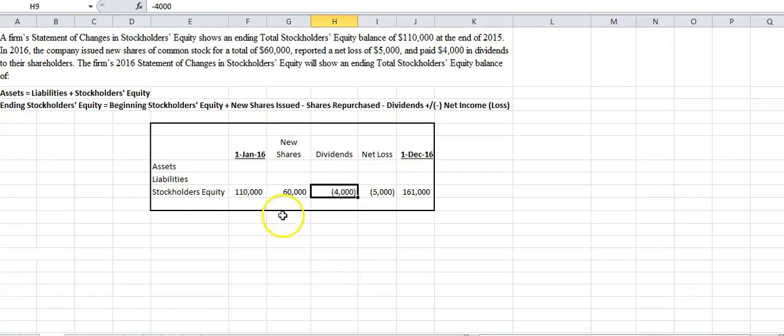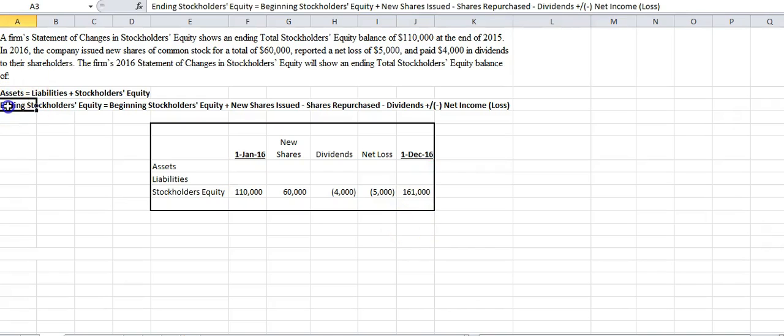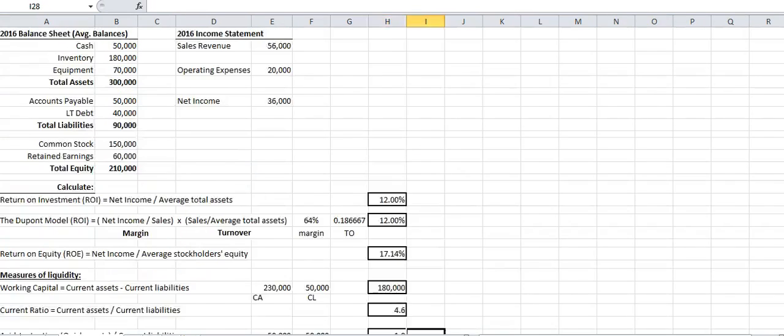Okay. So it's asking, what's my ending equity? So this is very simple, right? They're asking for this here. All you have to do is take 110, add 60, subtract 4, and subtract 5. And that'll give you your answer. Okay, and the answer will be 161,000. So remember, memorize this formula here, and you can solve this problem very easily. Okay? Let's go ahead and do a couple other problems.